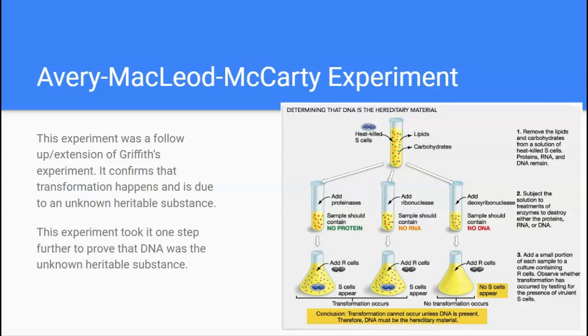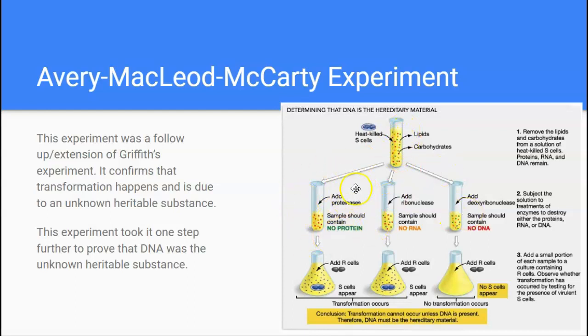And here's where our next experiment comes in, okay? This one shows that it was DNA and not the proteins that did the transforming. So how did they do this? They took this mixture with these heat-killed S cells, okay? And they took out lipids, they took out carbohydrates. So the only stuff in here is protein, RNA, and DNA, okay? And they divided this big test tube into 3 different test tubes.